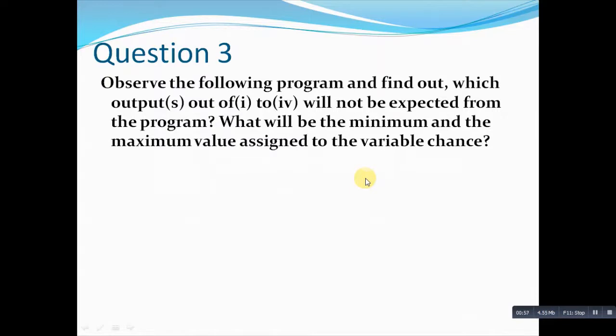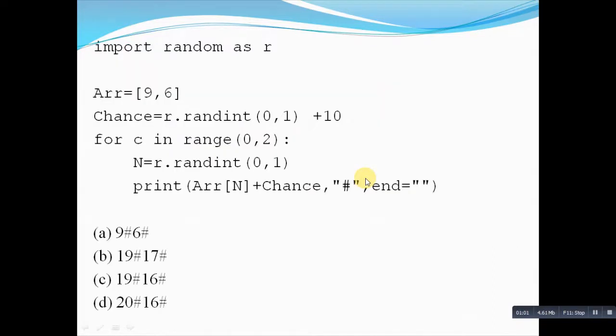So let us see the code of this question. Import random as R. Now you can see a list is given, and the list has 2 different values. The first one is 9 and the second one is 6. 9 is placed in the 0th location and 6 in the first location. Chance is equal to R dot randint 0, 1 plus 10.